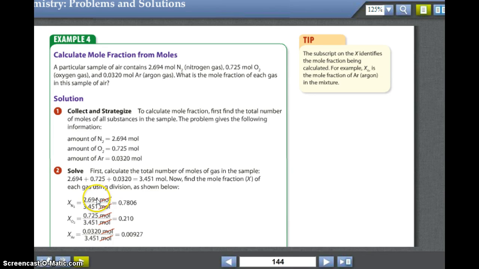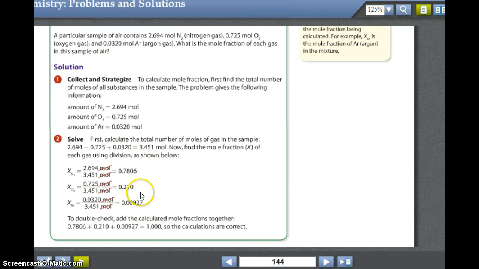So we say for nitrogen, we take the amount, 2.694, divided by our total amount, which is 3.451, and that gives us 0.7806. And you do the same thing for the rest of them. Now, if you add these up, this should equal 1. Okay, just like you multiplied by 100 and add them up, you would get 100%. So when you have a mole ratio, if you do all the components of it, you add up your final answers, your answer will be 1.